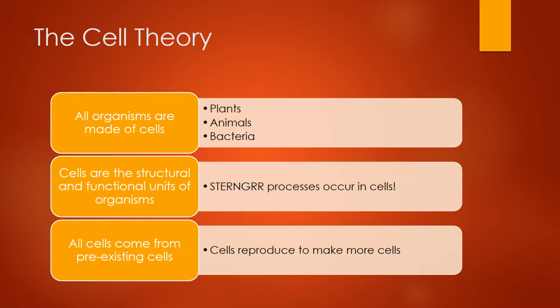First, we're going to talk about cell theory. And there's three main tenets of cell theory. One is that all organisms are made of cells. That includes plants, animals, and bacteria. That cells are the structural and functional units of the organism. So that means that all the STIRNER processes that we have discussed so far are occurring in cells, and that cells make the structure and perform the functions for life. All right, and then the third one is all cells come from pre-existing cells. So cells reproduce to make more cells, and those cells came from other cells before them.